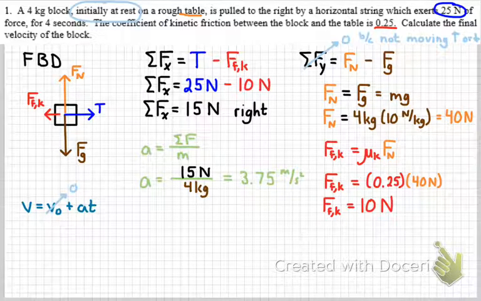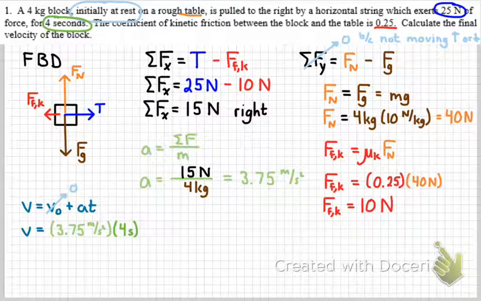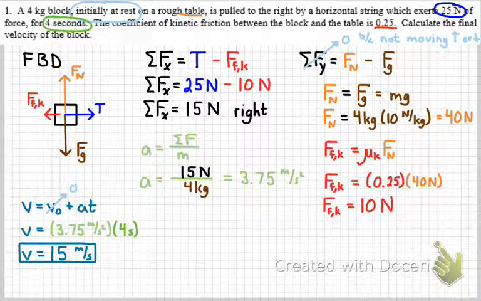I know that this thing starts at rest, so its initial velocity is 0. We found the acceleration just now to be 3.75 meters per second squared, and we're asked to do this for 4 seconds. So all I got to do is multiply the acceleration by the time, and that would give me a value of 15 meters per second. It might also be helpful to note that the direction of that velocity is to the right.